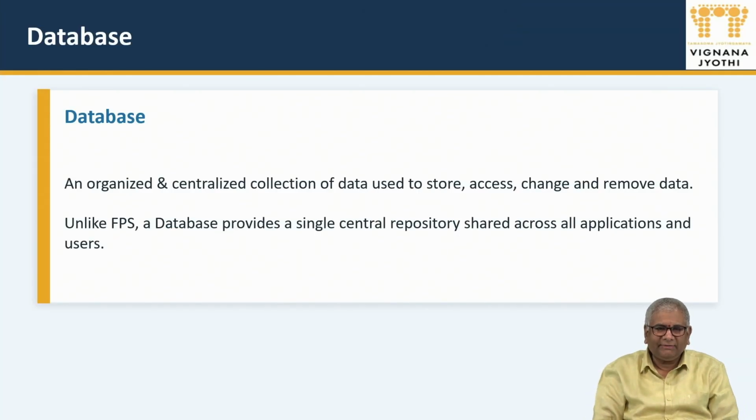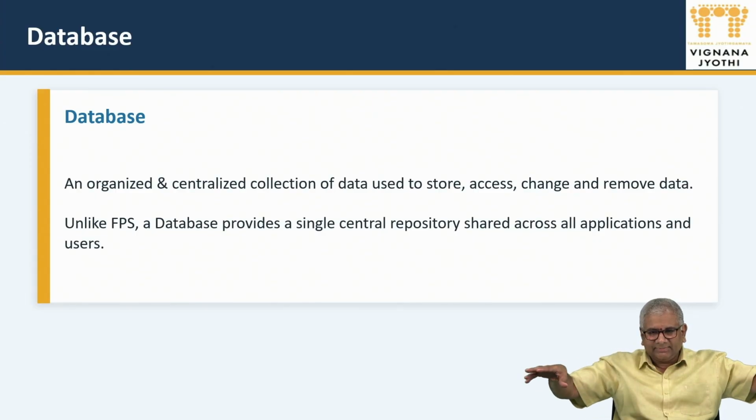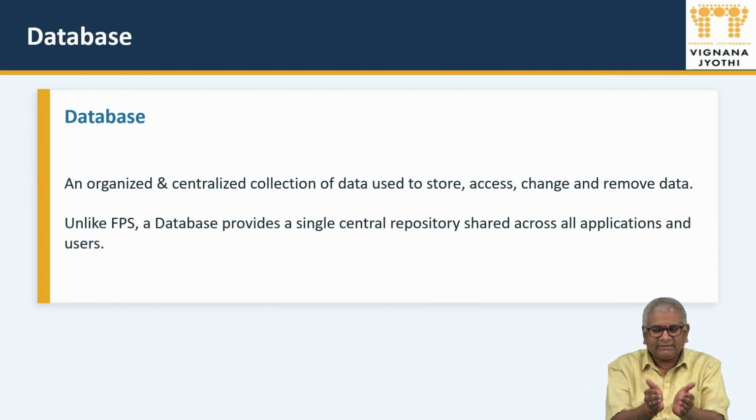Let's jump into the definition of database. A database is an organized and centralized collection of data used to store, access, change and remove data. So basically the main difference between file processing and database is organization. In a file processing system, data is sparsely placed at different places, whereas in a database it is stored at one central location, right?